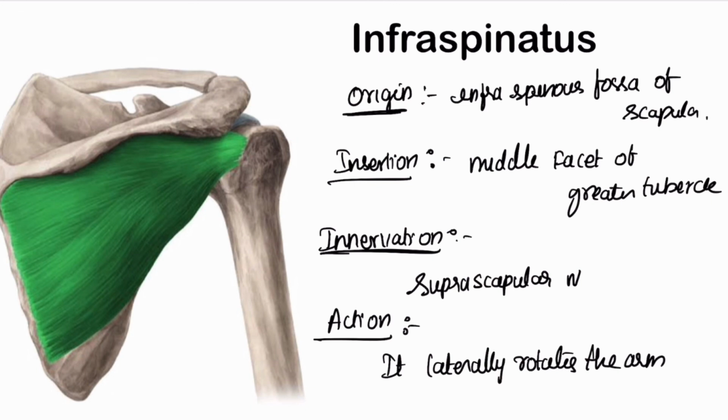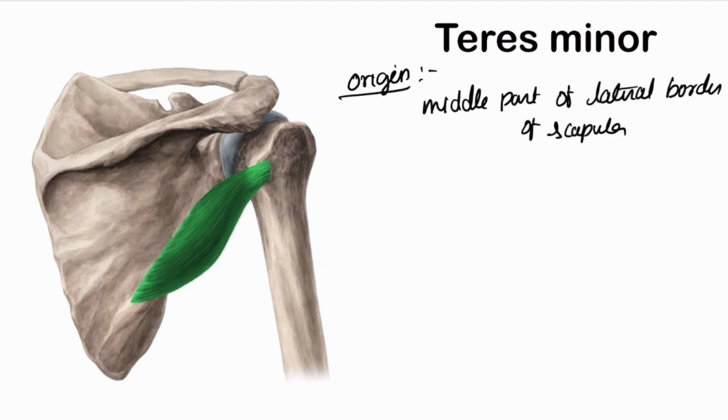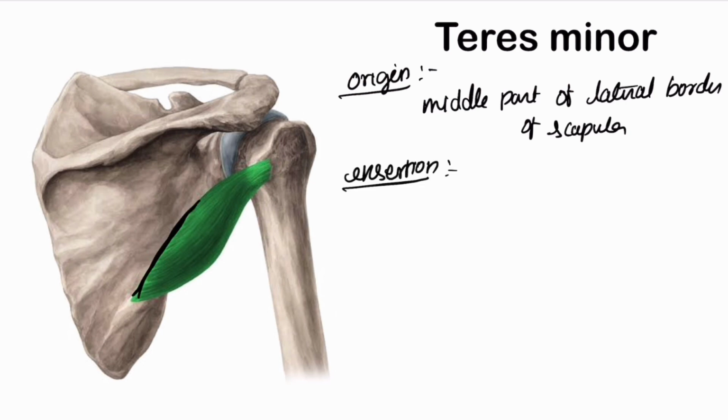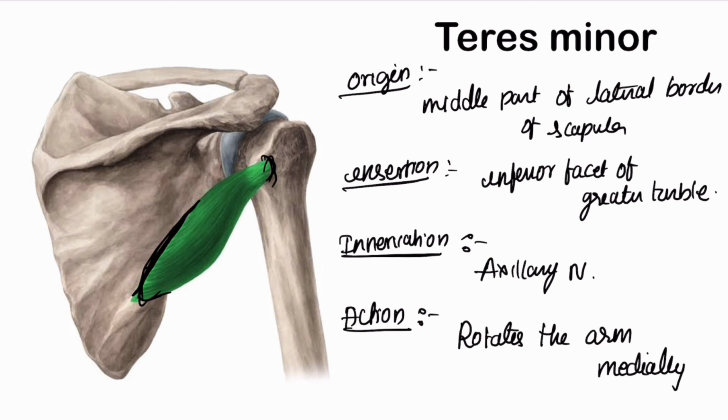Now let us look at the teres minor muscle. This is the teres minor muscle here. Now let us see the origin. It originates from the middle part of the lateral border of the scapula. It inserts onto the inferior facet of greater tubercle of the humerus. Innervation. It is innervated by axillary nerve. This is the origin here, and this is the insertion. Now let us see the function. It rotates the arm medially. That's all about the teres minor muscle.